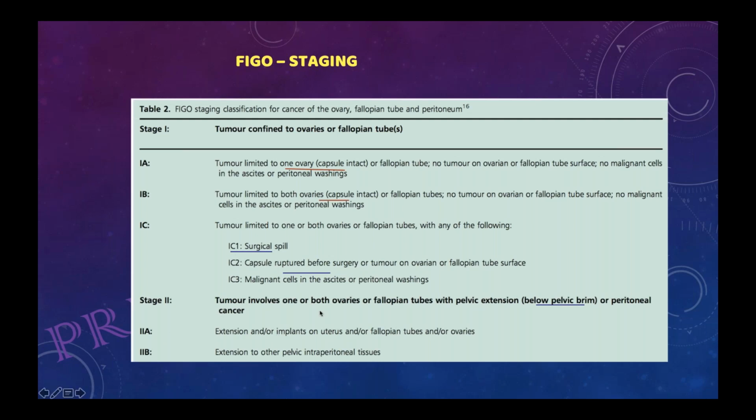Stage 2. Again you have to remember that it is below the brim, below the belt area. So A will be UTO extension, implants on UTO: uterus, tubes, ovary. If implants are present on UTO, it is 2A. But if it has spread elsewhere in the pelvis, but below the belt, below the brim, then it is 2B.